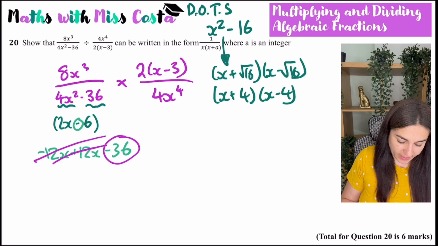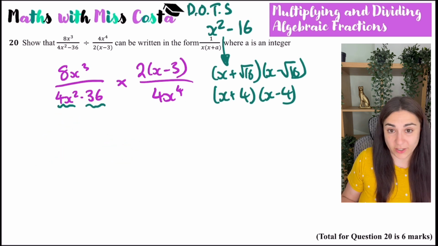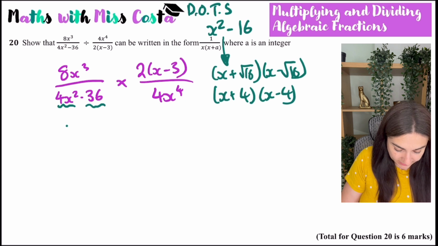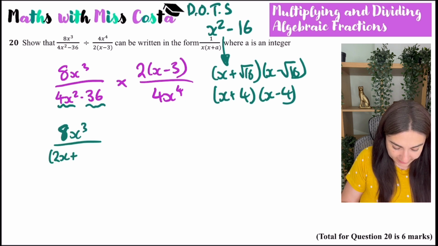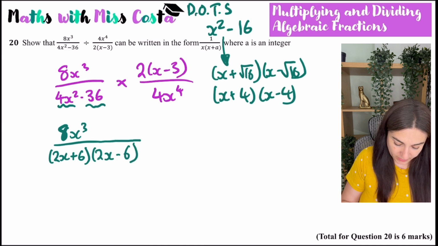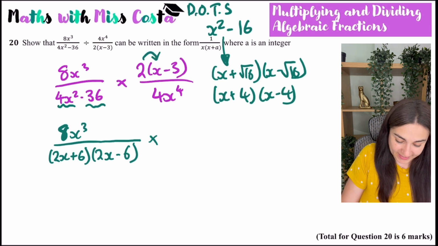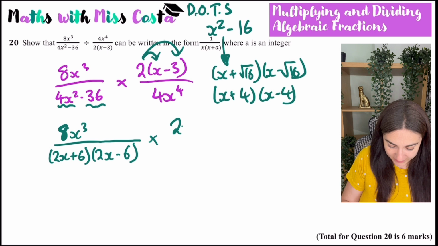So it's really important that you always look out for things like that, because in this case, I'm pretty sure it's going to matter. So I'm just going to rewrite that to make my life easier. So 2x plus 6 and then 2x minus 6 times by, and already I can see that that's making a difference. So if I expand this, that would be 2x minus 6 over 4x to the power 4.